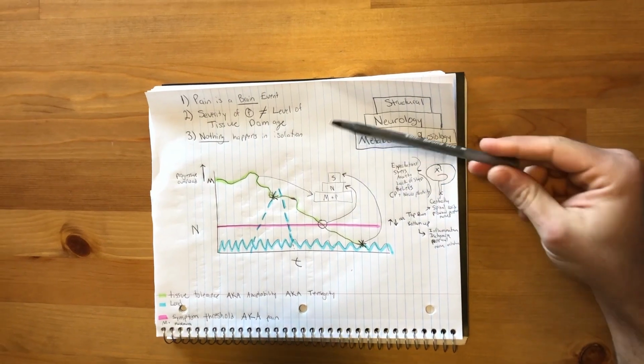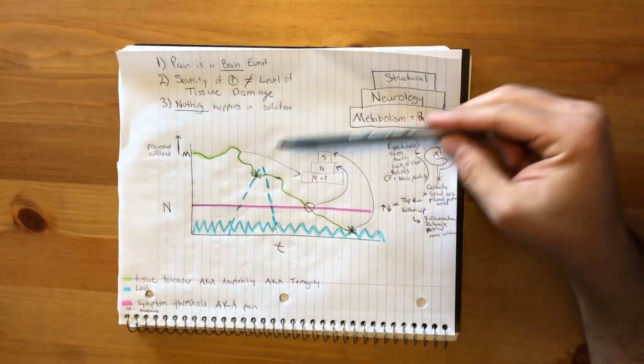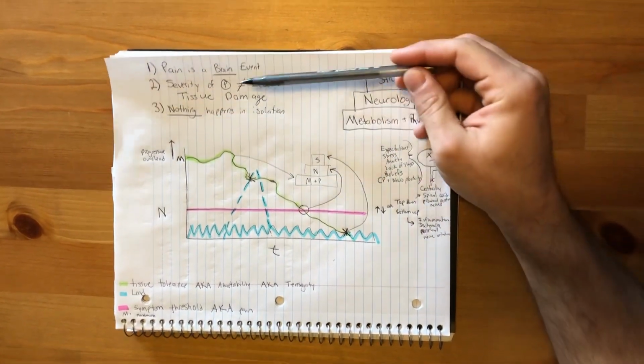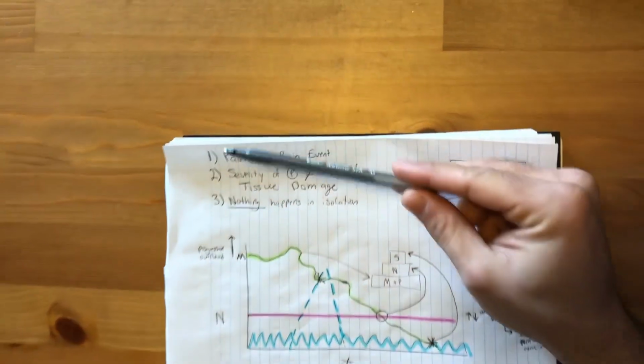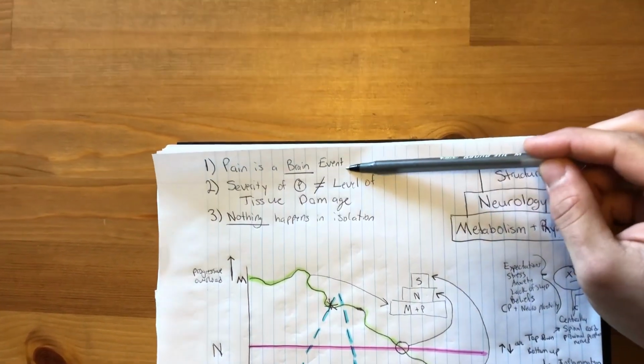Going to talk a little bit about pain and injury. And I drew this visual so that I can represent that. But before we get to it, I just want to talk about three things that, while I'm talking here, I want everybody to remember. So pain is a brain event.